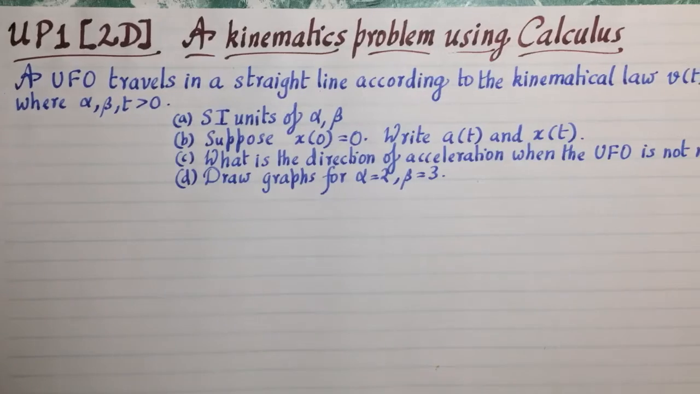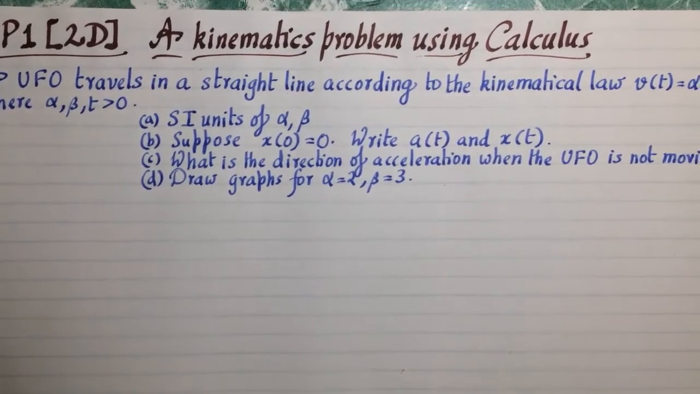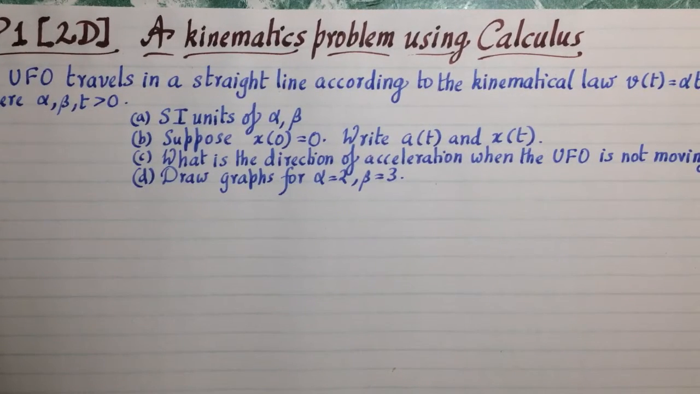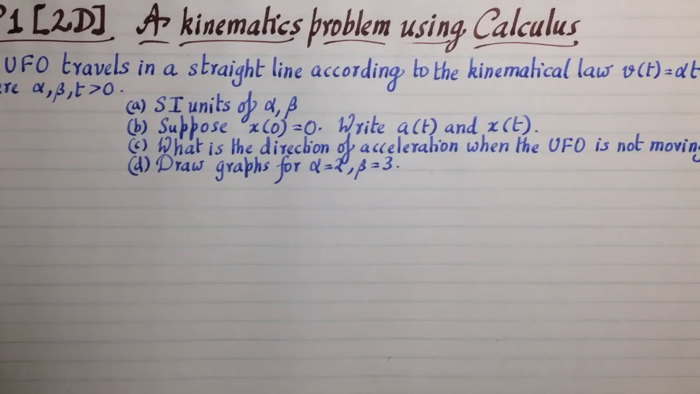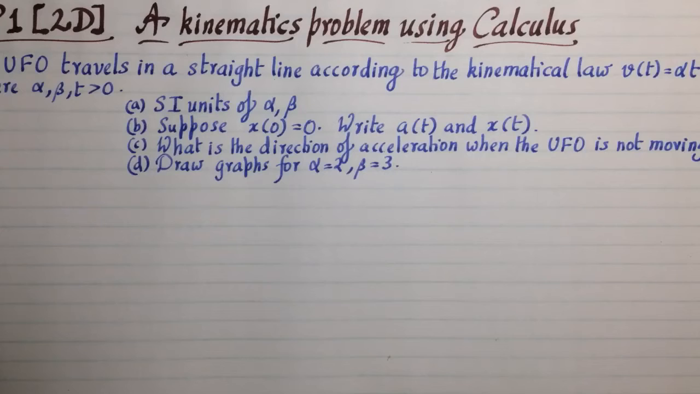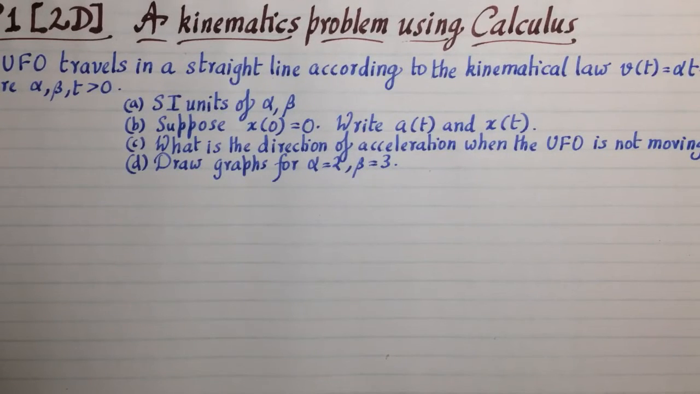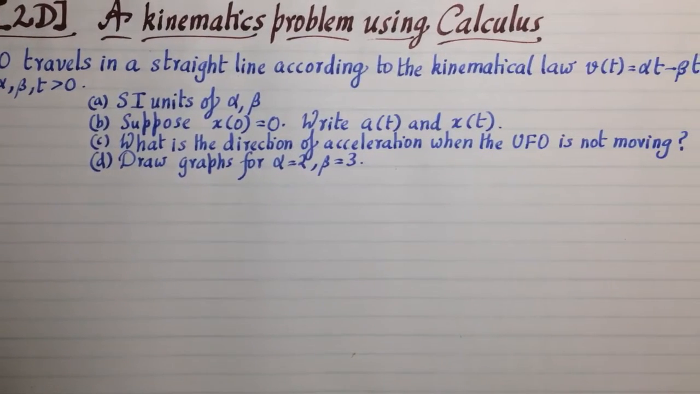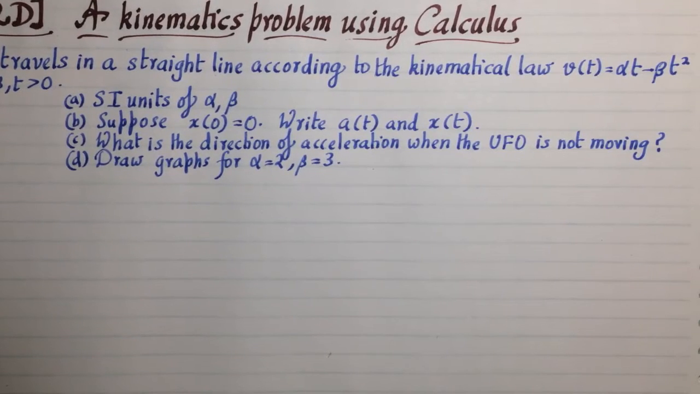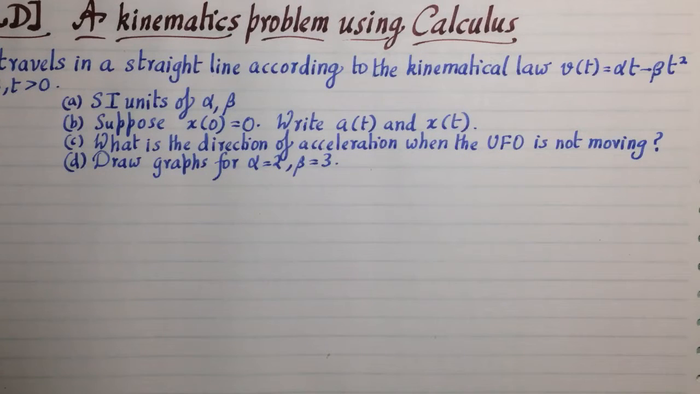So the first question is a units question. What are the SI units of alpha and beta? Then suppose we know that the initial position is 0, what would be the acceleration and position as a function of time? Now, assuming that the UFO stops, what is the acceleration when it's not moving? And finally, draw the graphs for alpha equals 2 and beta equals 3.